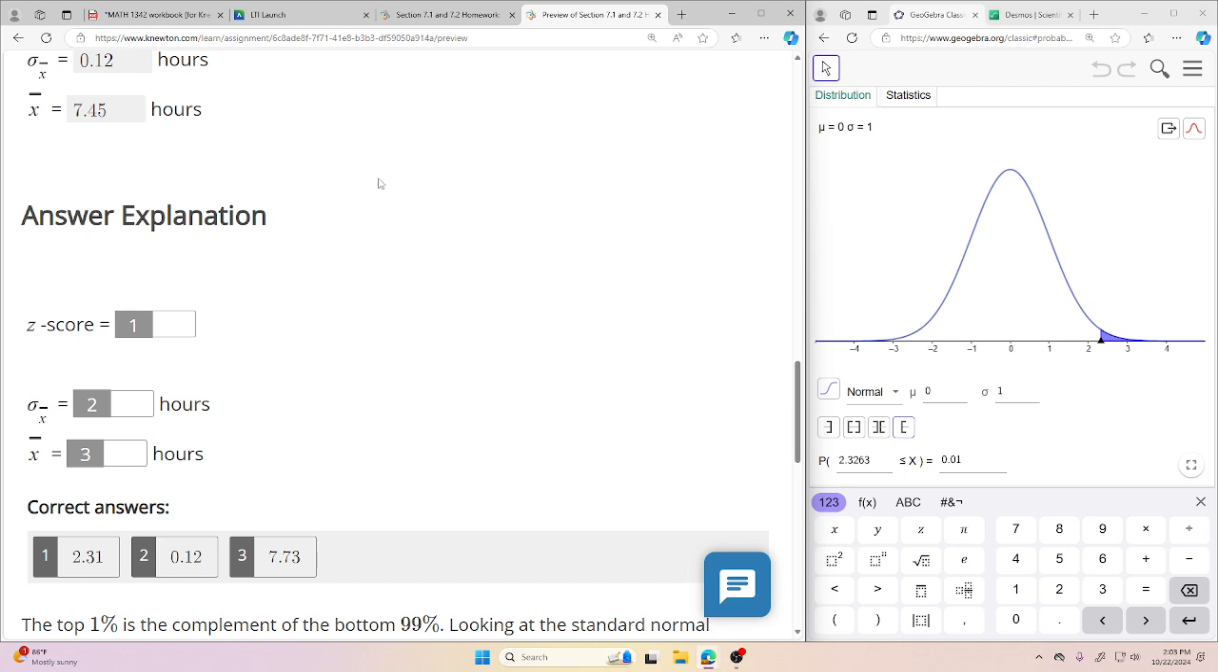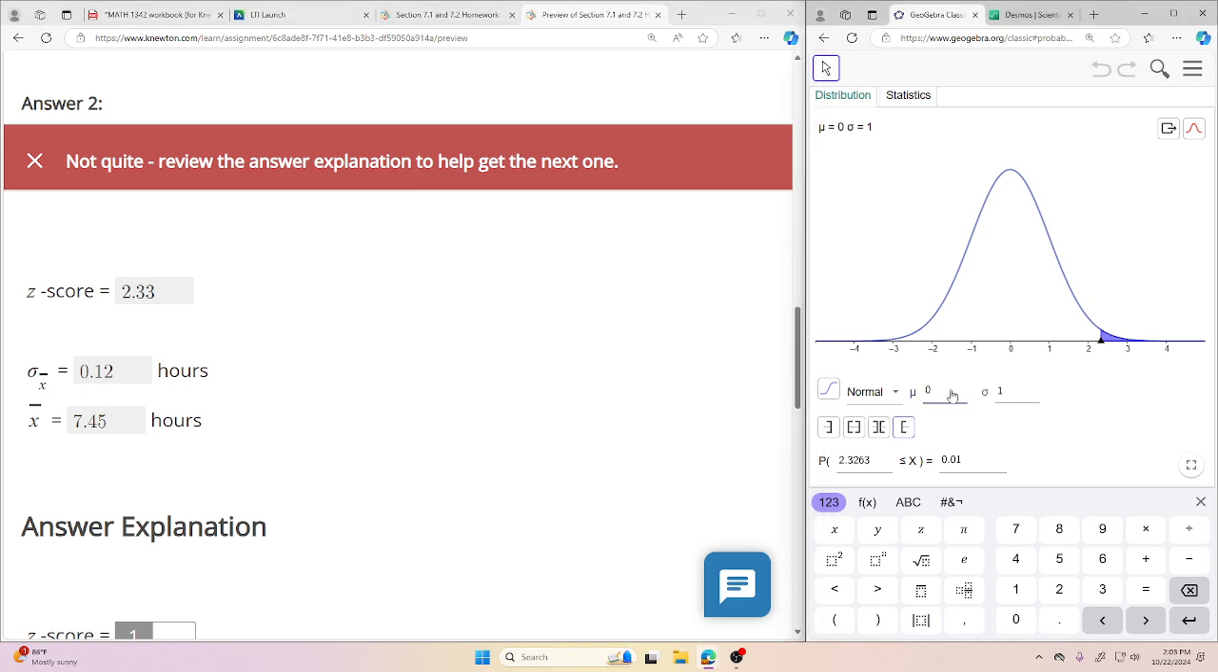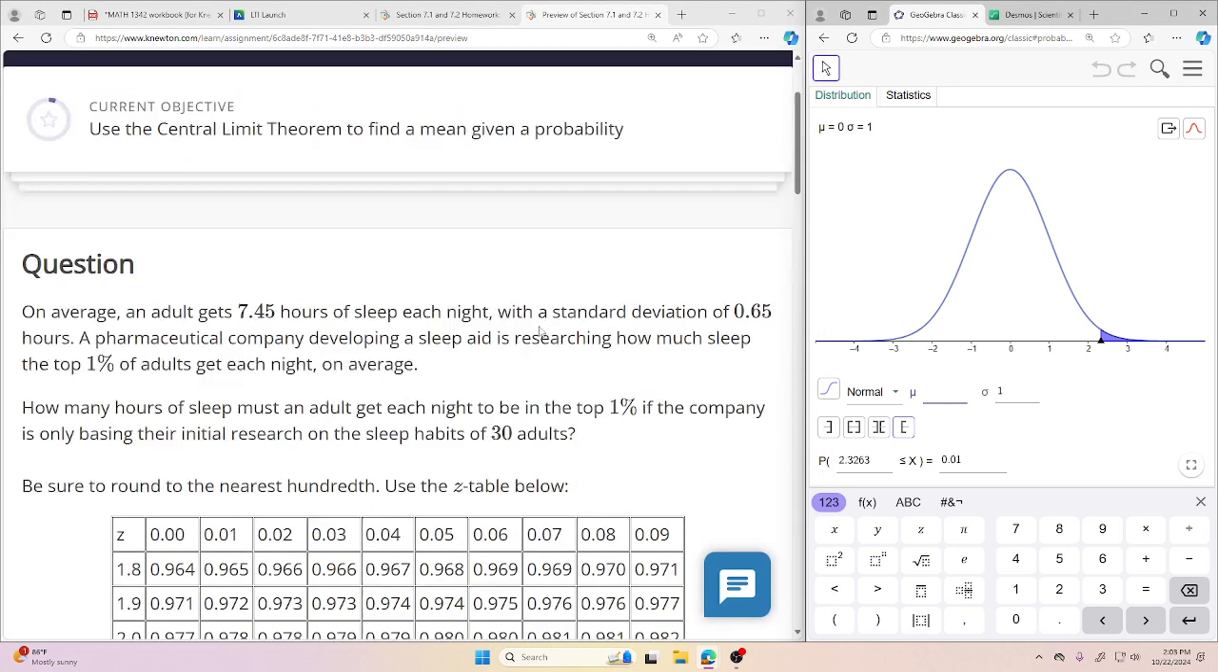Okay. How do we get the 773? It's very close, but off by a little bit, right? So let me go and try all of the numbers that I had originally. So my mean was, what was my mean? 7.45. Standard deviation, what did I have again?